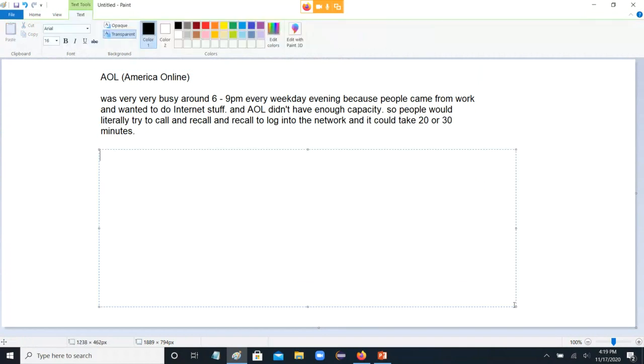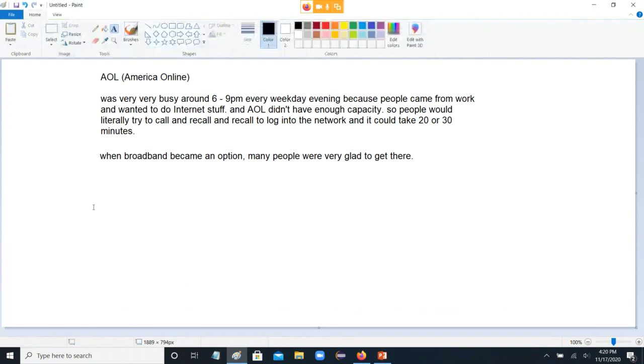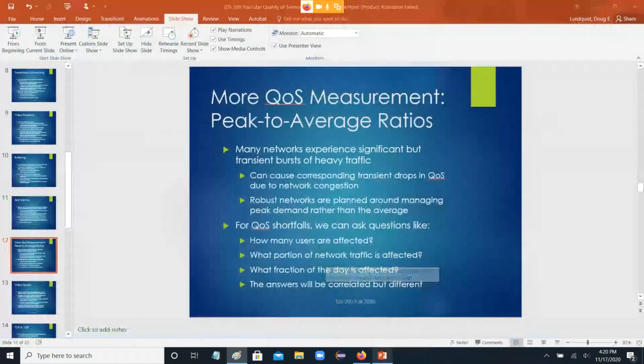So by the time broadband rolled around, when broadband became an option, many people were very glad to get there. Okay, and AOL lost a lot of market share. Now, towards the late 90s, AOL fixed this mostly. The delays were not nearly so bad, but still, this was unpleasant. Eventually, if your model is controlling costs by saying, sometimes our network is going to be really busy, that's not good long term. That's not going to make people happy.